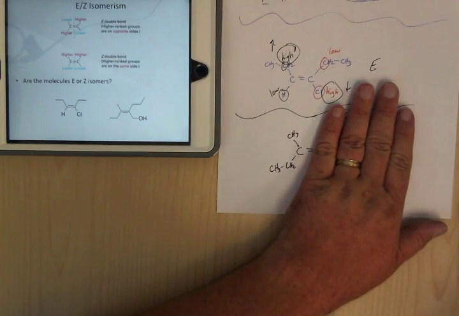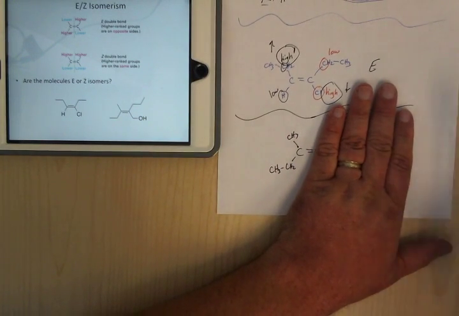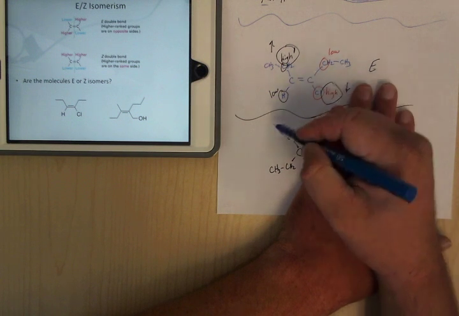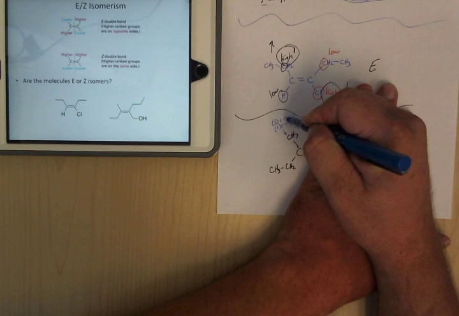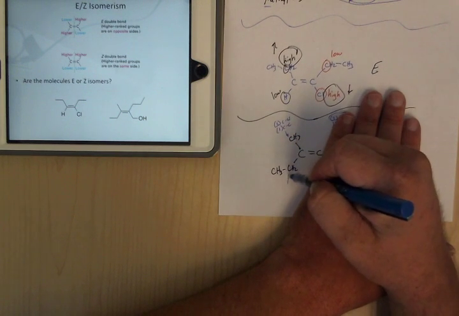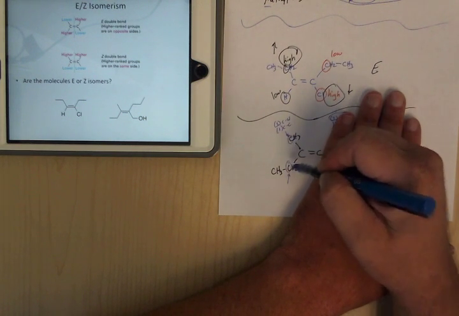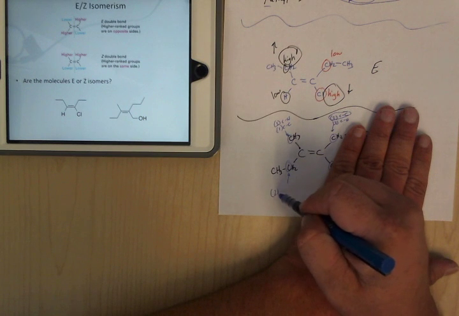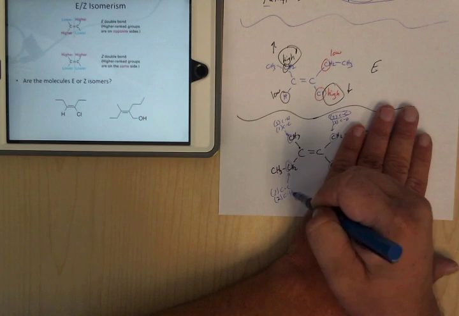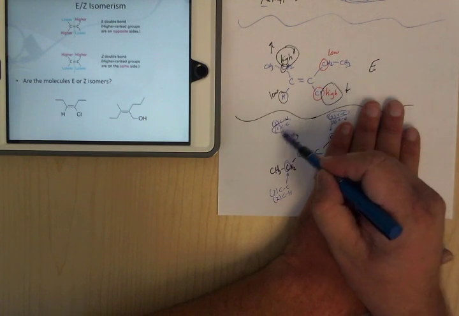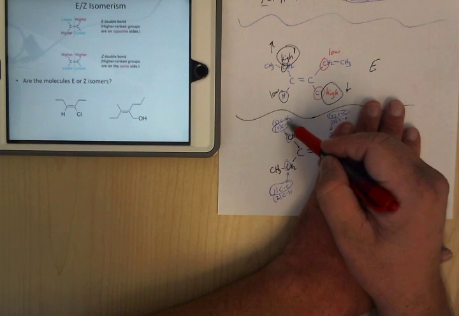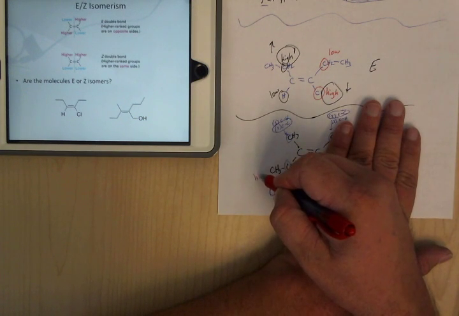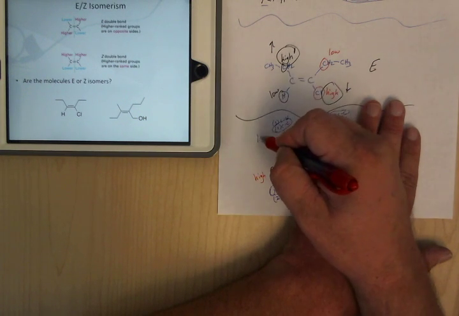Now on this side, this guy here has 1 carbon-carbon bond and 3 carbon-hydrogens. This one here has 2 carbon-carbon and 2 carbon-hydrogens. So you compare the carbon-carbon bond: this has 2, this has 1. So this would be high, this would be low.